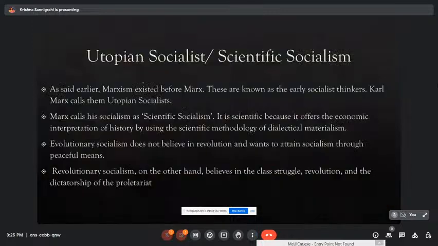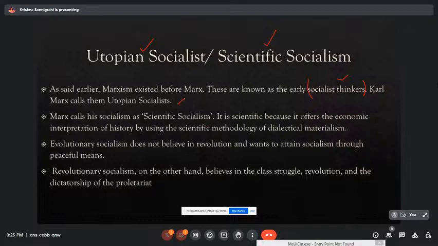Now, we will try and understand the difference between utopian socialism and scientific socialism. As said earlier, Marxism existed before Marx. These are known as the early socialist thinkers. The early socialist thinkers were also talking about the same things which Marx had been talking about, but they were speaking without any scientific interrogation. As a result, Karl Marx calls them utopian socialists.